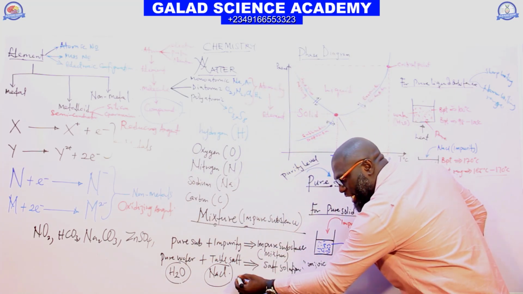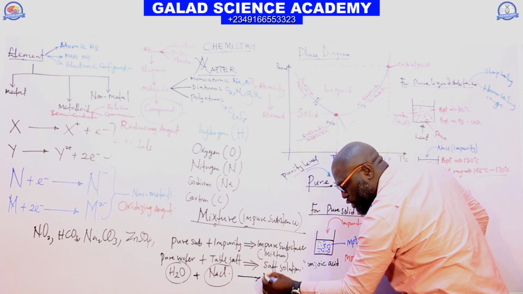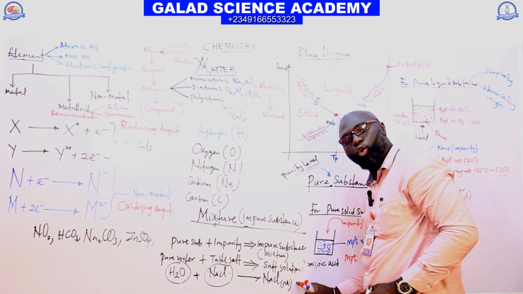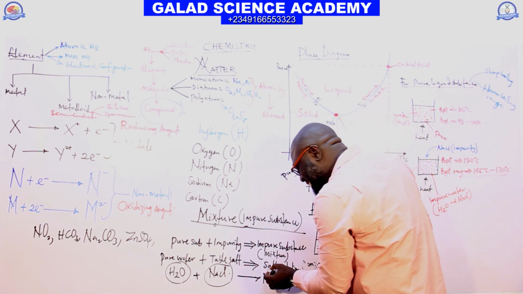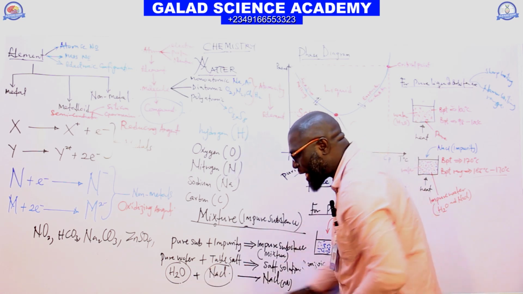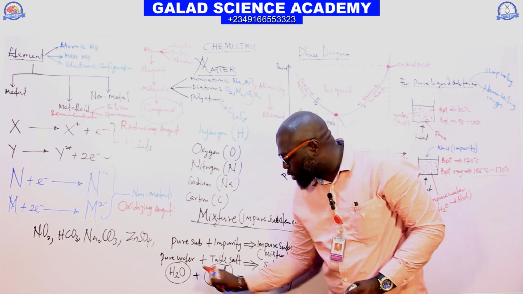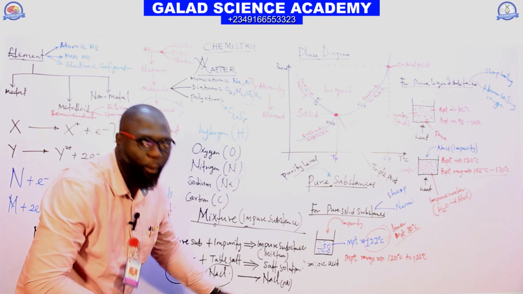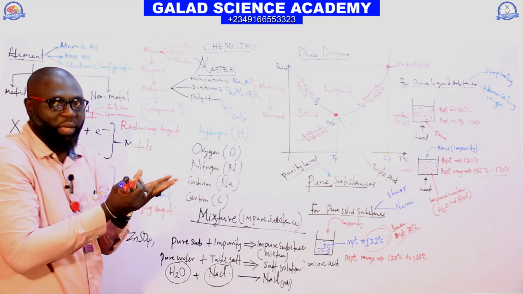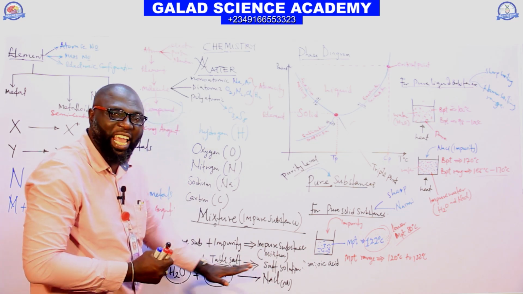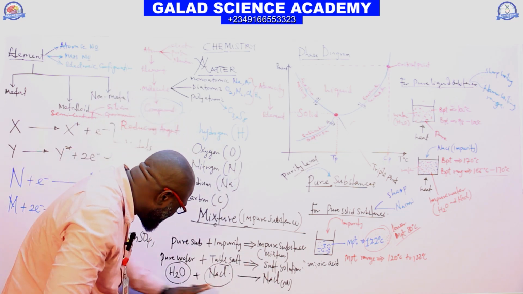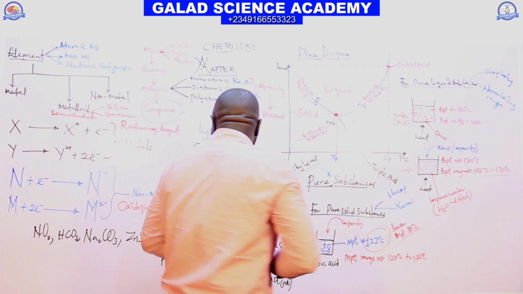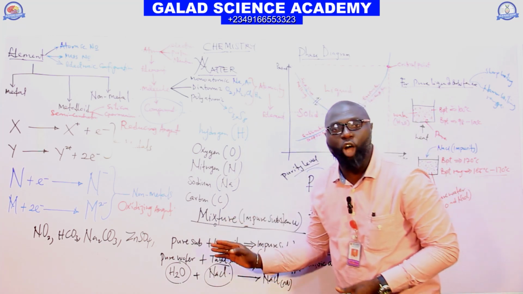When these two get together, it will give us sodium chloride aqueous. This aqueous means salt solution. The means whereby sodium chloride and water bond together or react together is physical means, it's not by chemical means. As a result of that, it's very easy for us to separate the mixture of water and sodium chloride by physical means.